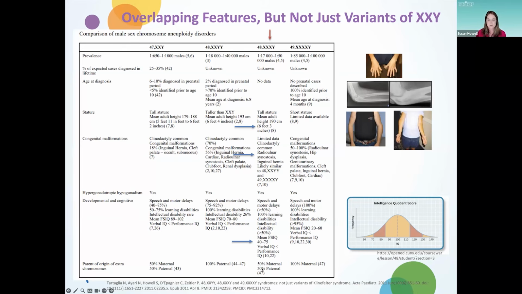And then as far as origin, we see that 3XY results half the time from the extra chromosomes being present from the egg, and the other half the time being from the sperm.